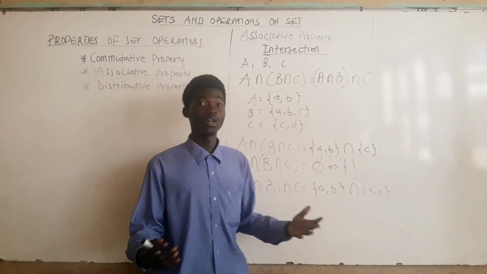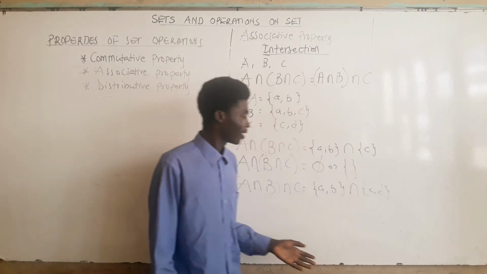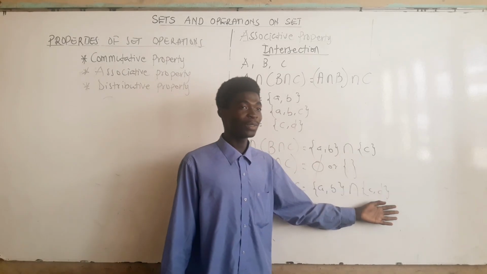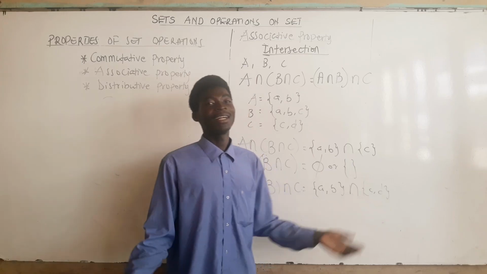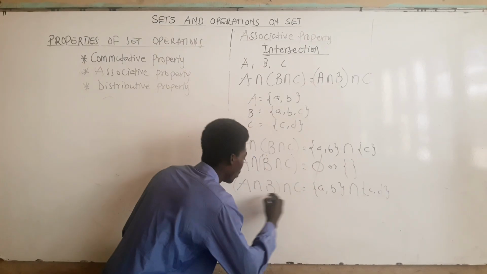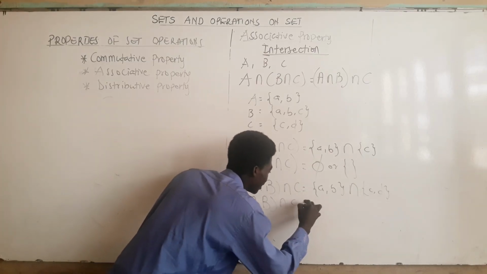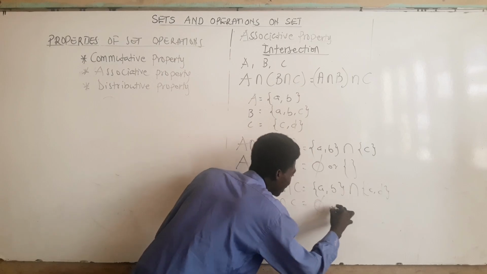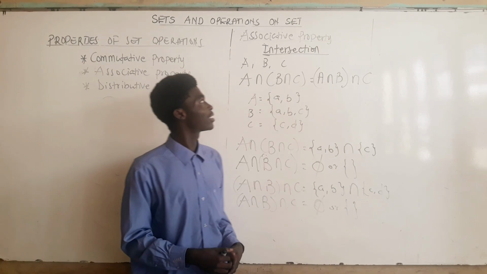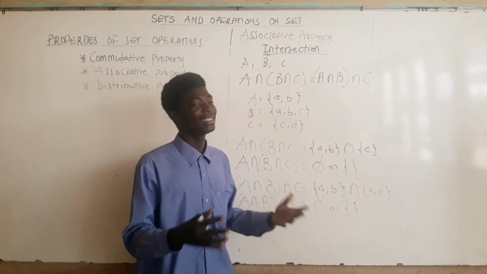Now this is how far we got into. So A and B, C and D. Which element can be found here and at the same time can be found in this set here? And the answer is none. So A intersection B intersection C is also going to be an empty set. And that proves what the associative property is saying about the intersection.